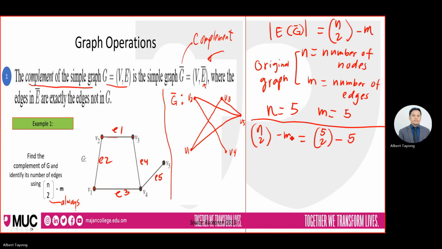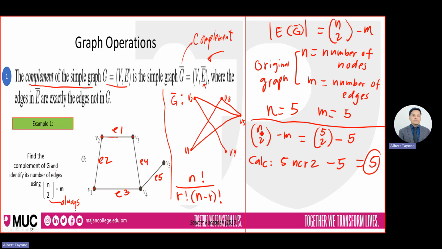Okay. So how to get this one in the calculator? 5, press nCr 2, minus 5. We're going to get 5 as the answer. Now, manually, you can also do this using this formula, because n choose 2 here is basically the number of combinations. So our n is 5. R here is our x, which is always equal to 2.